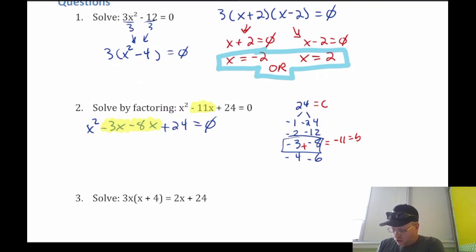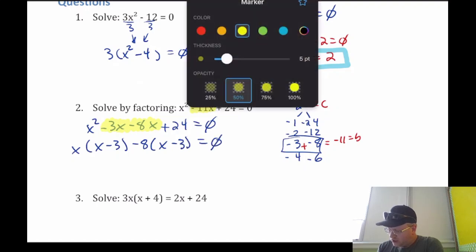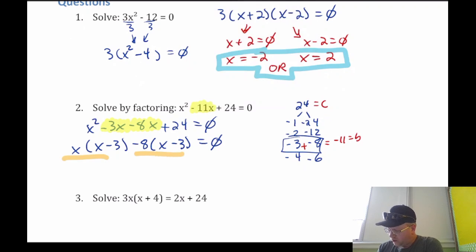Now I'm going to factor by grouping, so the first two terms and the second two. So x is factored out, we're left with x minus 3. Factor out a negative 8, we're left with x minus 3. And now I look at each of these terms, so one term, two terms, and they have a common factor within them, and that's x minus 3.